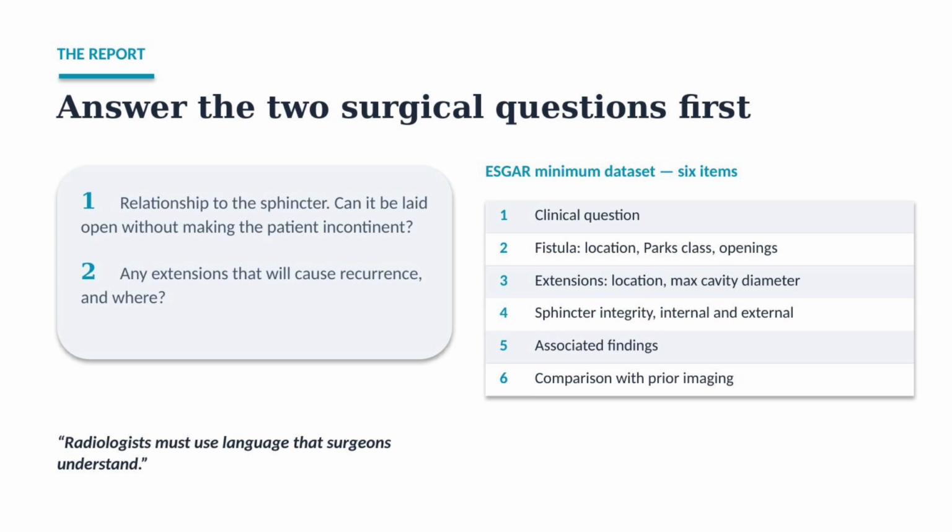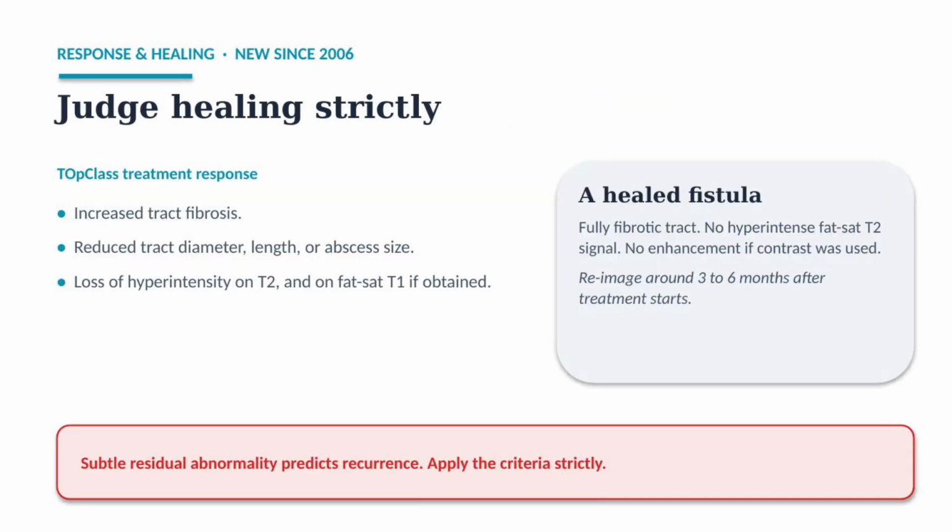The minimum dataset is 6 items: the clinical question, the fistula with its location, Parkes class and openings, any extensions with location and maximal diameter, sphincter integrity, associated findings, and comparison with prior imaging. 6 items, that is the entire ask. Most reports either skip 3 of them or bury them after 2 paragraphs of prose. Response and healing is the biggest practical addition since 2006.